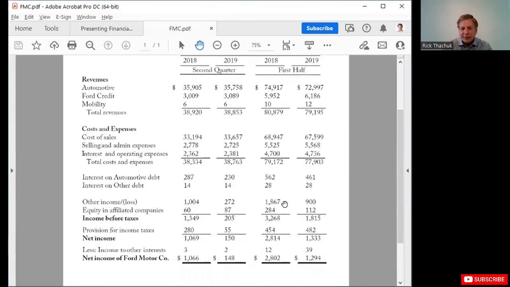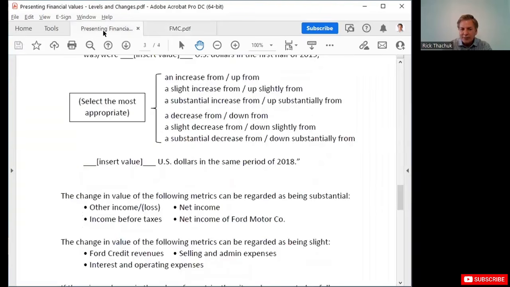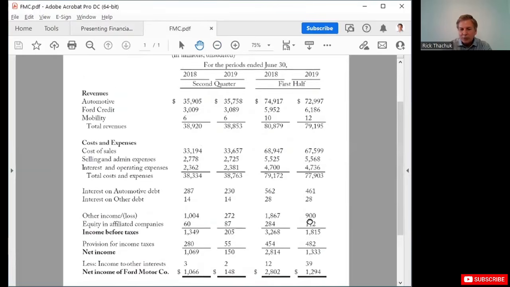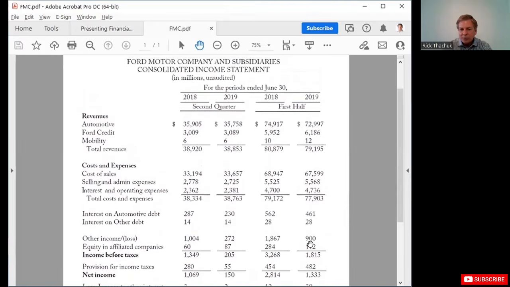Let's take a look at other income. Other income went from this level to this level, so it's definitely down. Is that substantial, slight, or none of the above? Let's look at our list. Other income is right here, and we will characterize that change as being substantial. So we'll be saying a substantial decrease from, or down substantially from. Other income. Okay, can you present that for me, please?